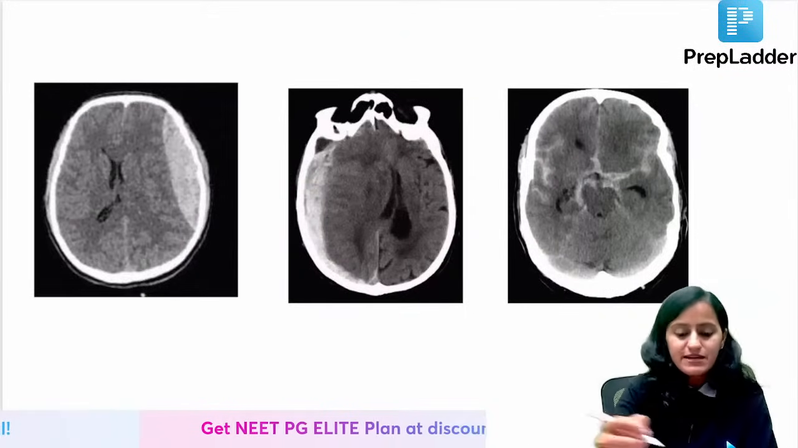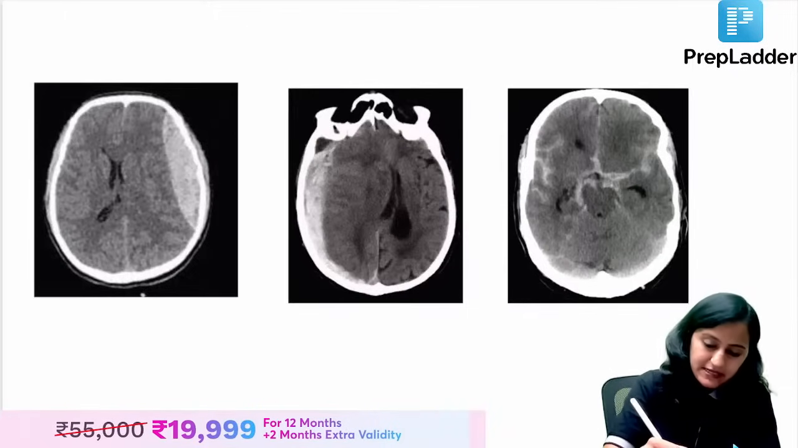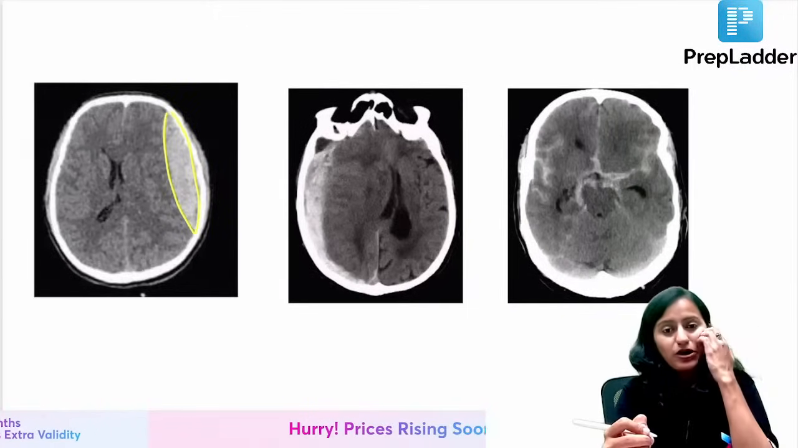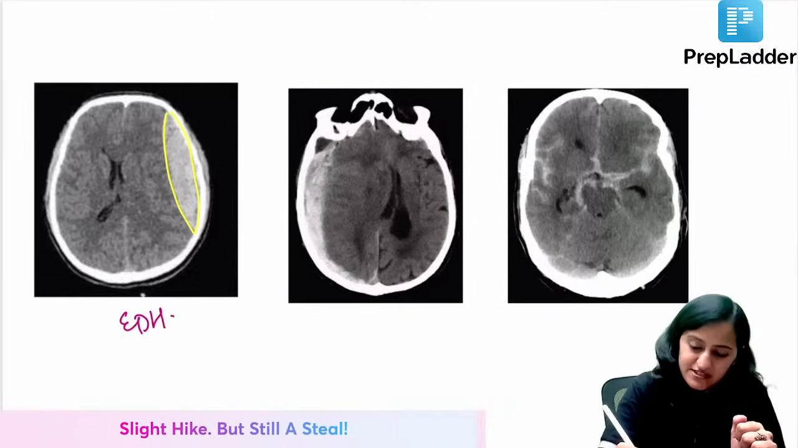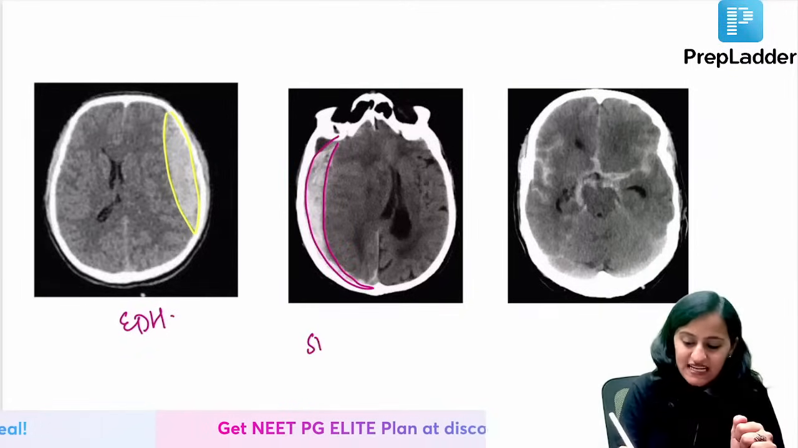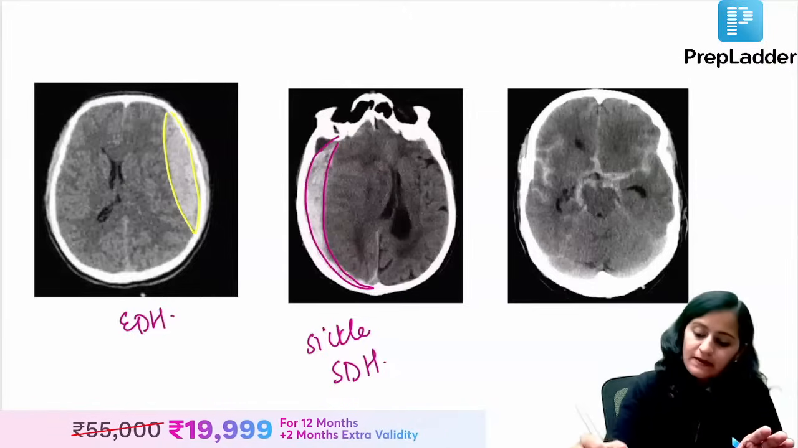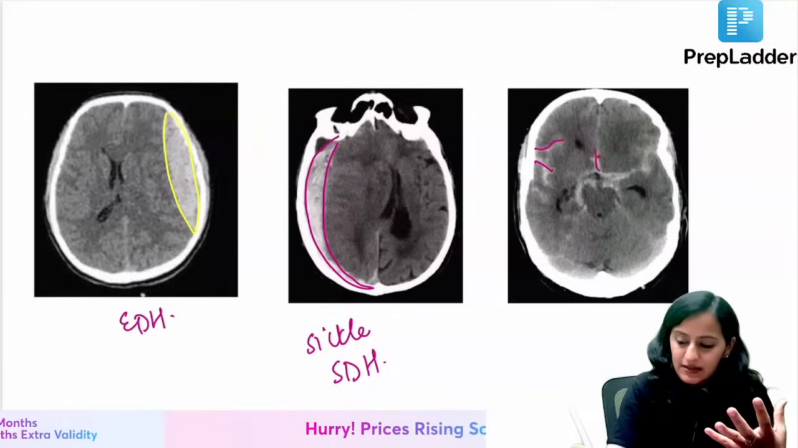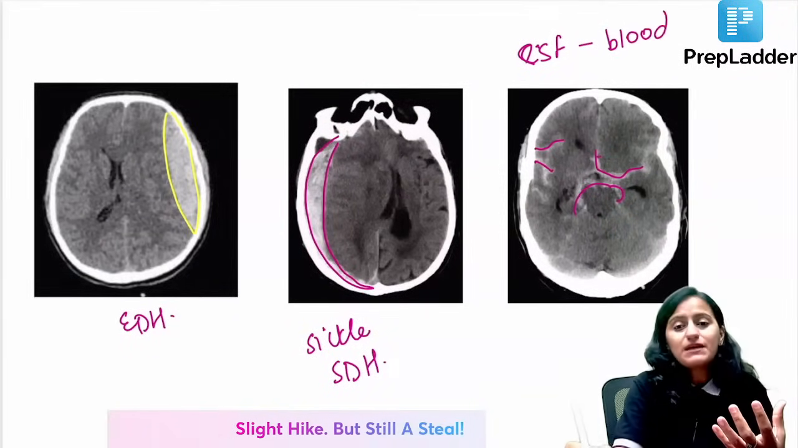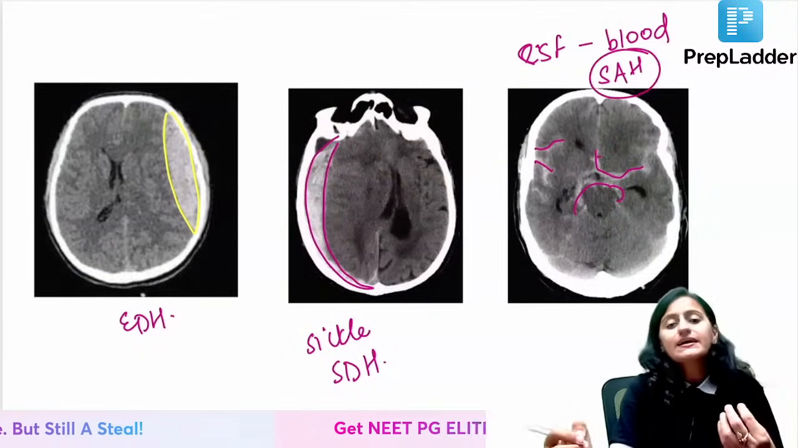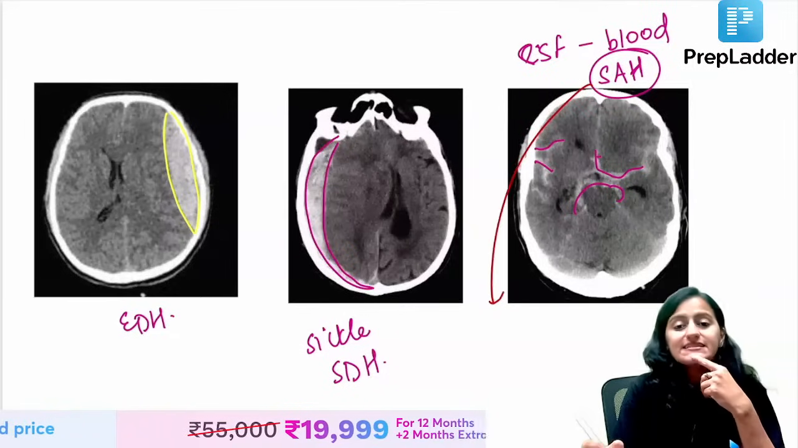Next one, the various hemorrhages, you can see they are appearing as white areas. Which types of hemorrhage are these, quickly? The idli shape, biconvex shape, lentiform shape, this is going to be EDH. The one following the brain surface, showing the sickle shape, concavo-convex crescent shape, this is SDH. The one showing white CSF, white blood in the cistern, so basically the CSF has been replaced by blood, this is subarachnoid hemorrhage. One of your recent INI-CET exam questions.